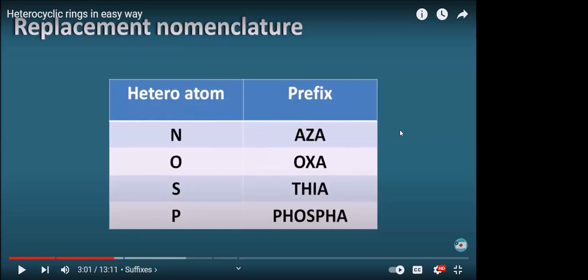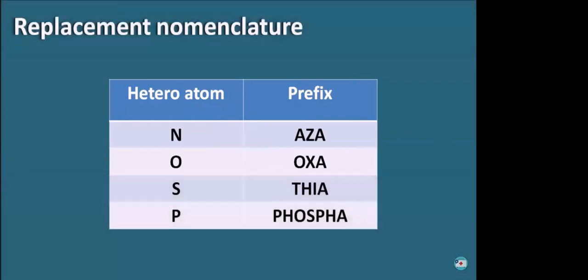Sulfur is thia and phosphorus is phospha. So in this way, any of the heteroatoms can be indicated by a few of the prefixes. So by using these suffixes and prefixes, now let us go with the discussion of how easily we can remember the heterocyclic ring systems. So let us start with the first one, the 3-membered ring.